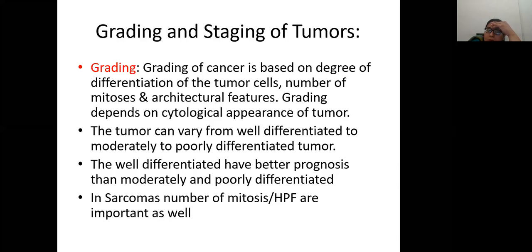Okay, the tumor can vary from well differentiated to moderately to poorly differentiated. This is a grade. Like we grade squamous cell carcinoma into three grades: the well differentiated squamous cell carcinoma, the moderately differentiated squamous cell carcinoma, and the poorly differentiated squamous cell carcinoma. For example, the well differentiated squamous cell carcinoma shows a good prognosis, and it looks like a normal squamous cell with atypia and mitosis.